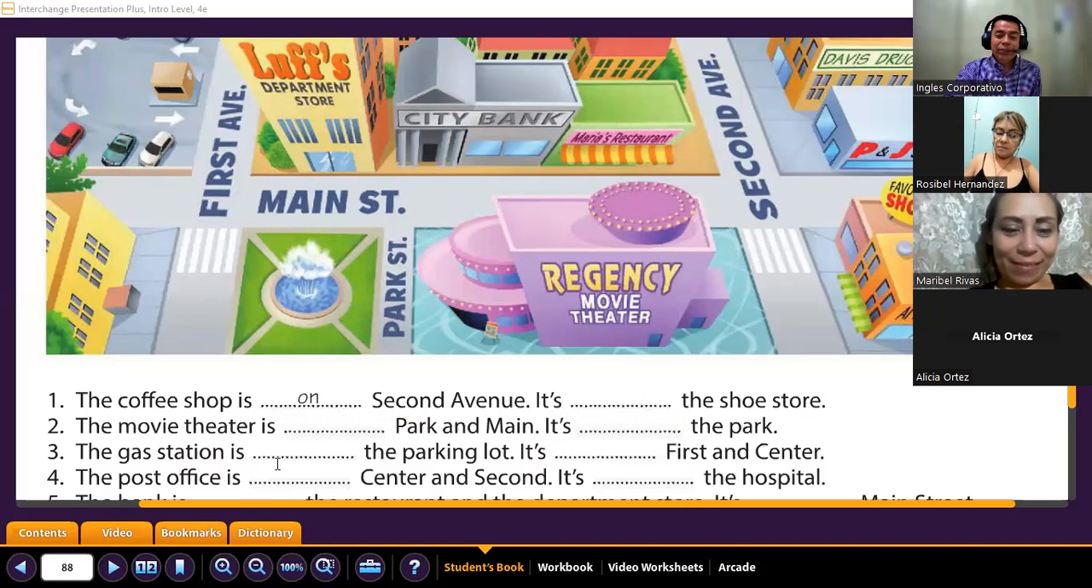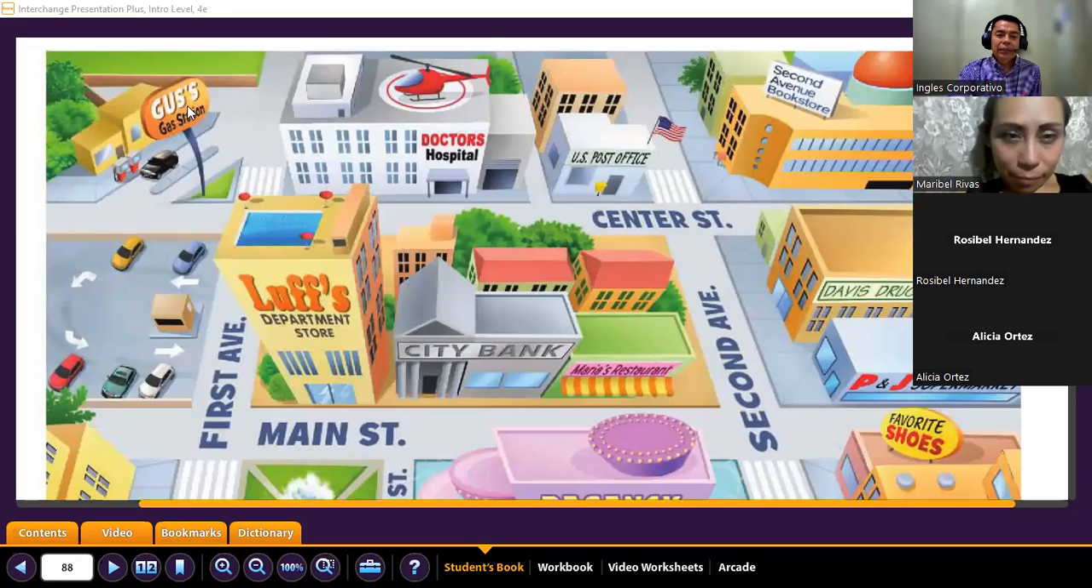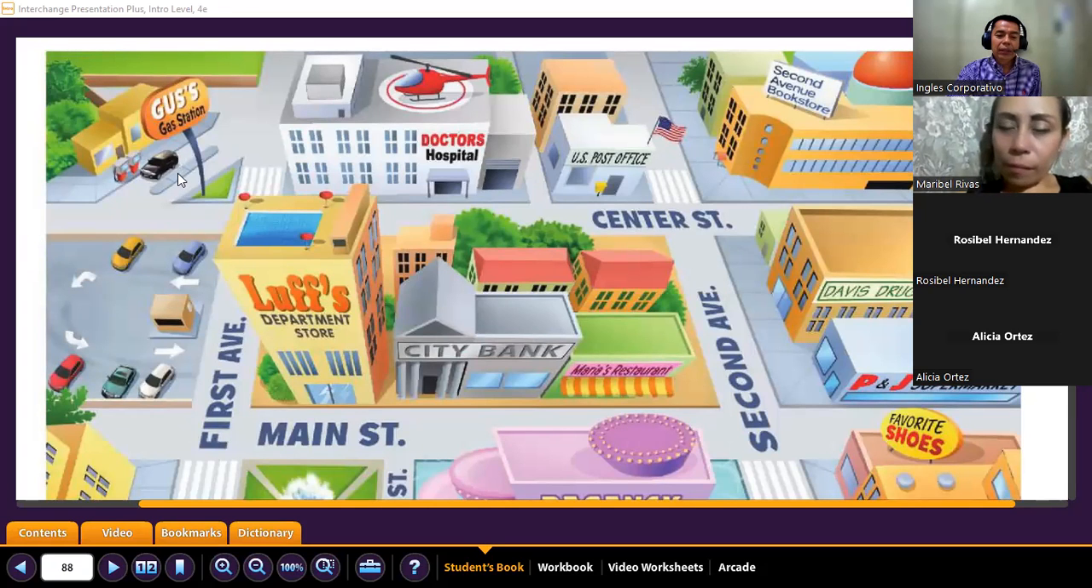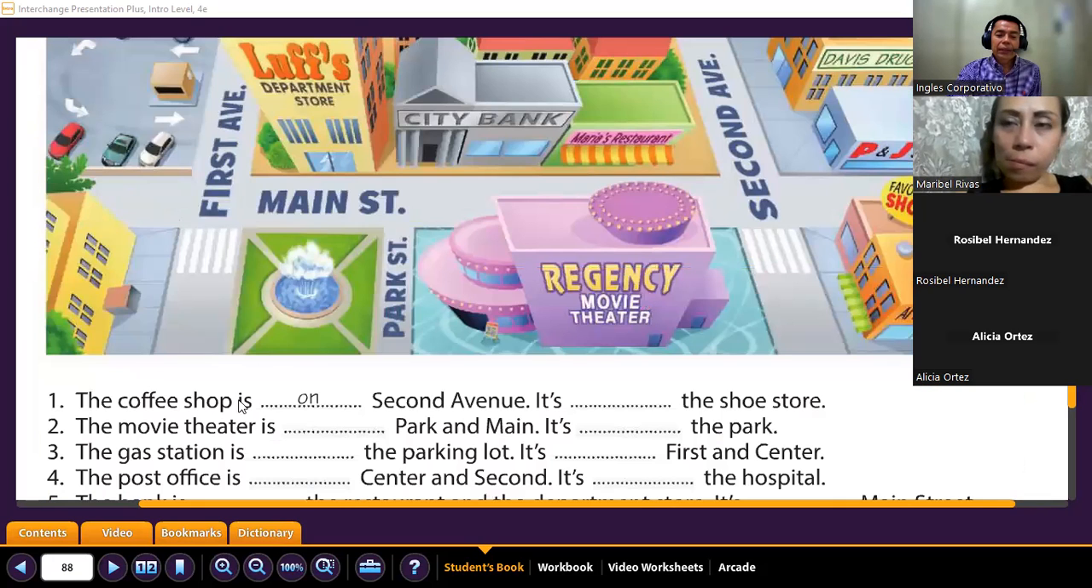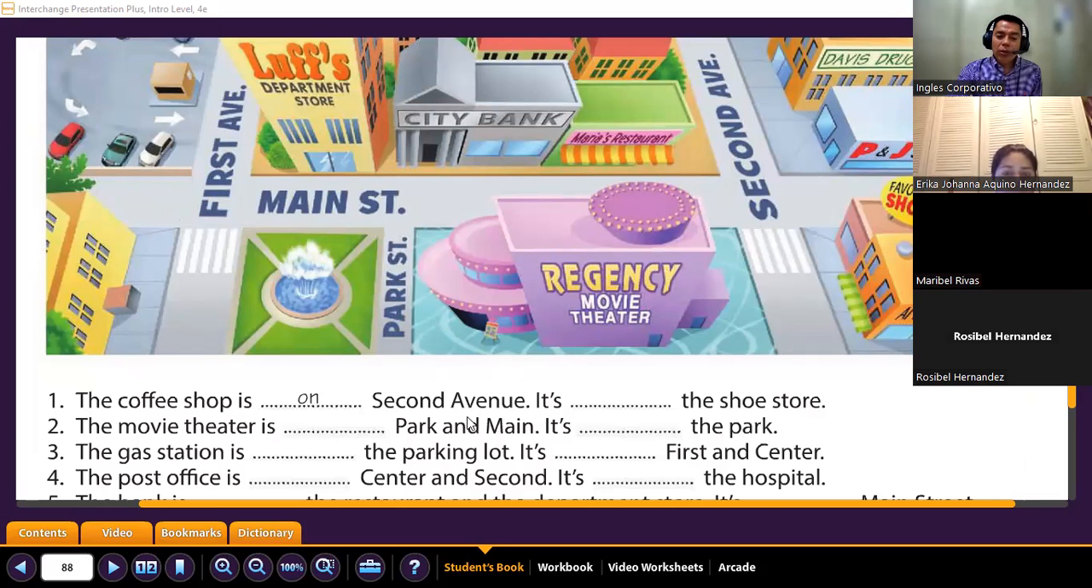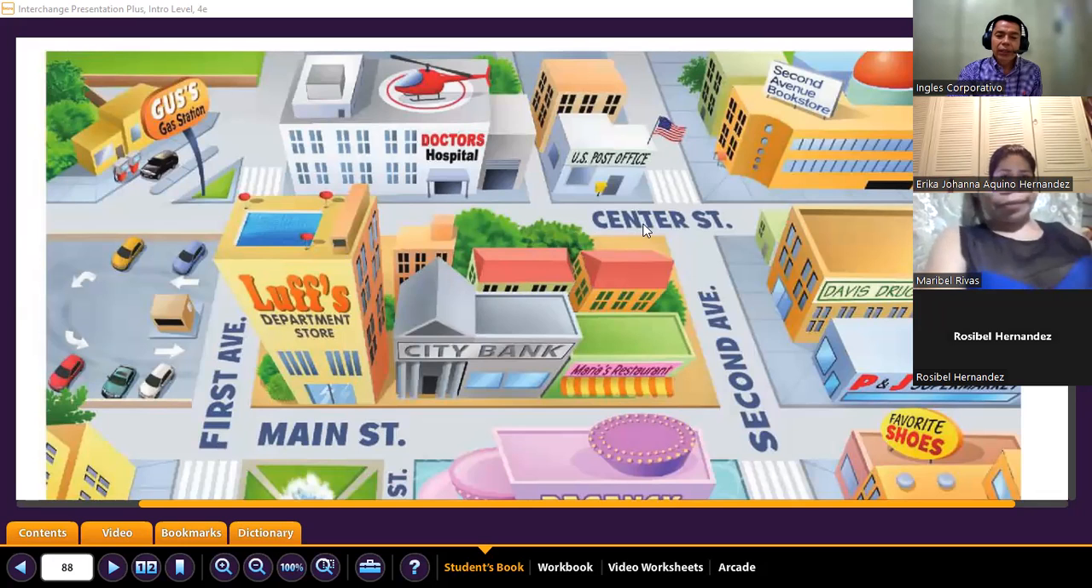Ahora vamos a la 3. Dice, the gas station is, the parking lot is first and center. Ahí está. Miren. Aquí está Gus. Gas Station Gus. Se llama Gus. Y aquí está el parking lot. Ok. Entonces, ¿cómo sería? The gas station is in front of or across from, right? The parking lot. It's first and center. The gas station is first and center.